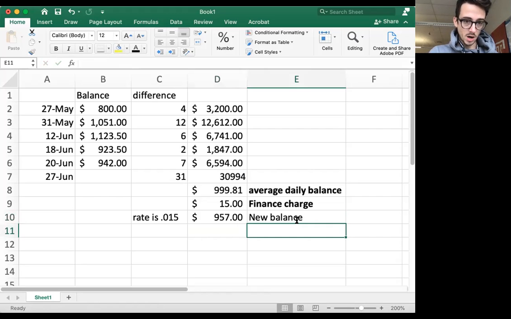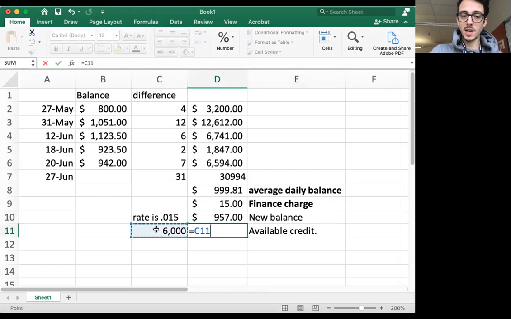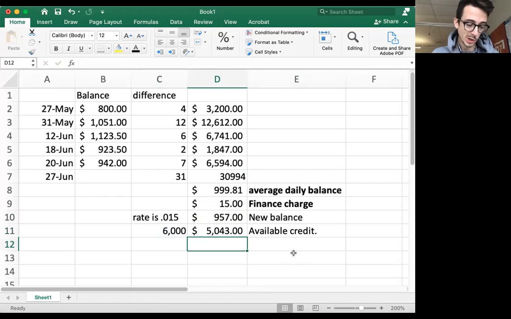If we are finding out the available credit, well, how much credit did we have initially? We said that the beginning credit was 6,000. But now we're taking the difference because we're trying to find out how much is left. So deduct 957. We see our available credit is $5,000.43.